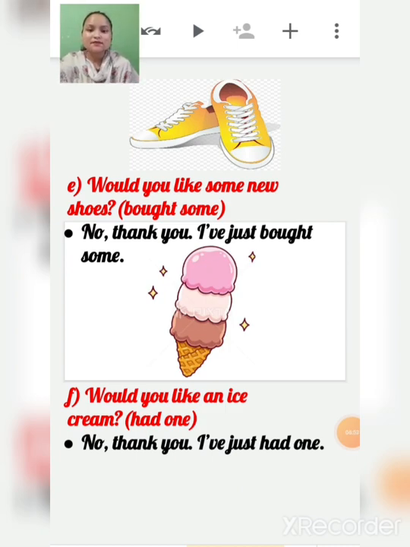Would you like some new shoes? What is given in bracket? Bought some. No, thank you, I have just bought some.